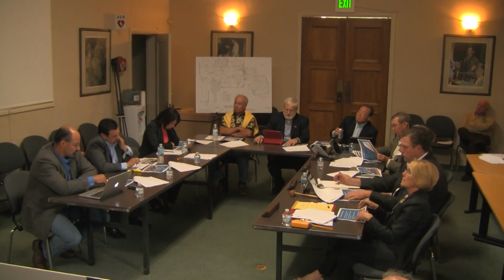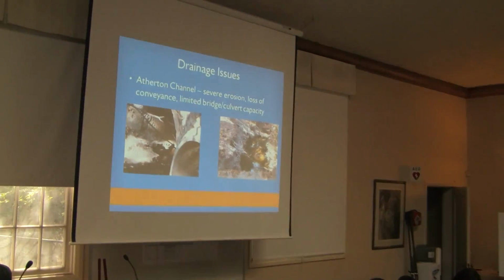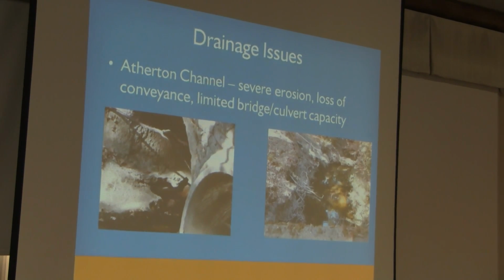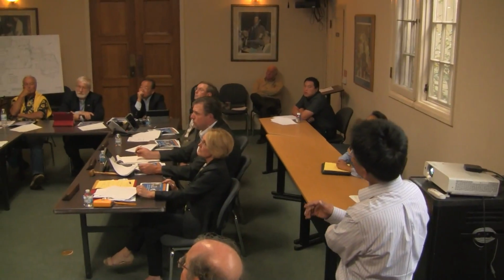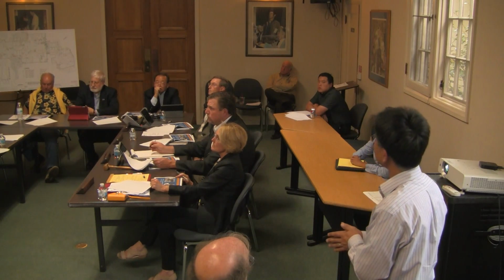So now, we identified some drainage issues, starting with the Atherton channel, and we observed severe erosion and loss of conveyance. Also, for some of the bridges and culverts crossing the Atherton channel, their calculated capacity is actually less than the channel. So those culverts and bridges may create a bottleneck and cause some of the overflow issue. These two pictures are from our recent visit to the channel.